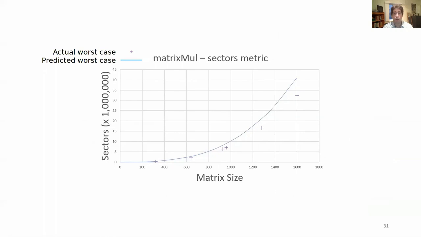To see what this looks like visually, here's a plot of the predicted worst case for the sectors metric on a matrix multiplication benchmark, together with the actual values for some concrete input sizes we tested. For simplicity, we just use square matrices and the x-axis as the dimension. The blue line here is our predicted number of sectors as a function of the dimension of the matrices, and the purple crosses are actual inputs we tested, the actual number of sectors written as profiled.